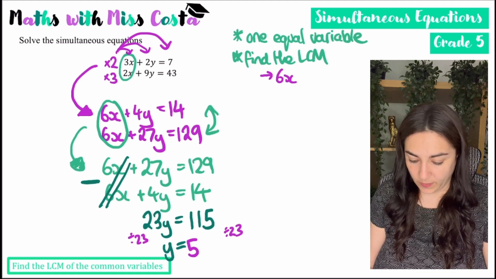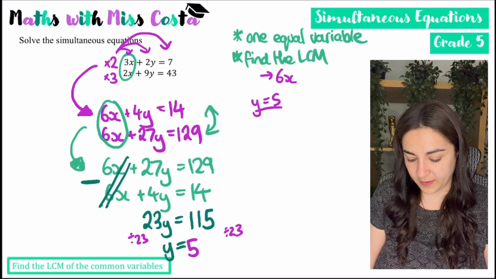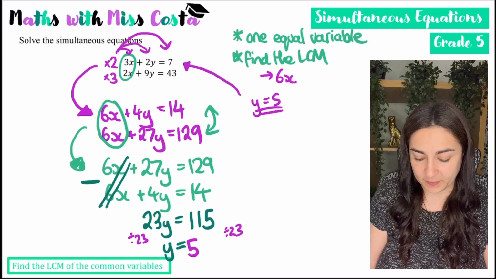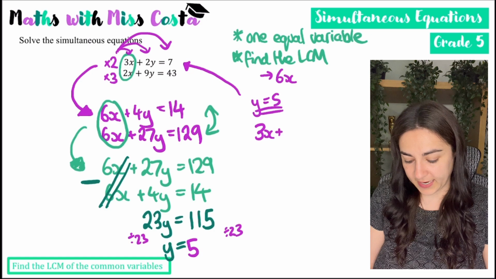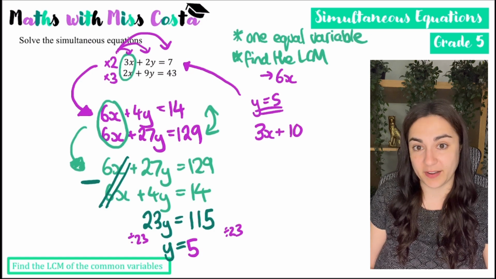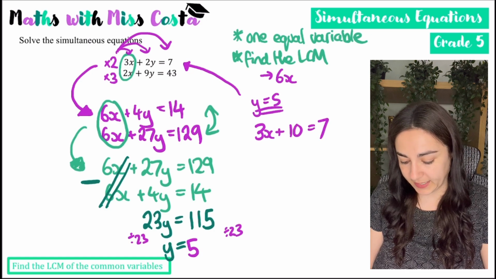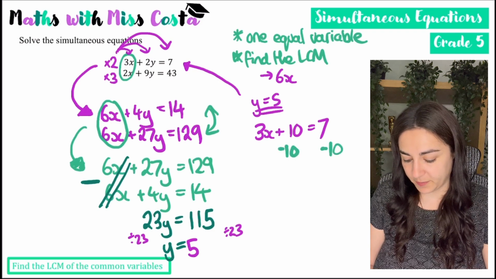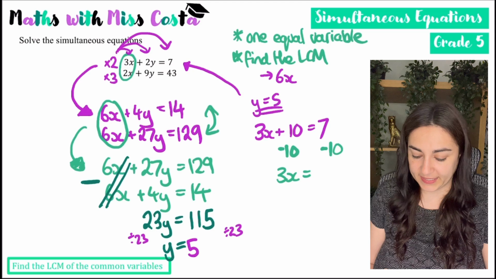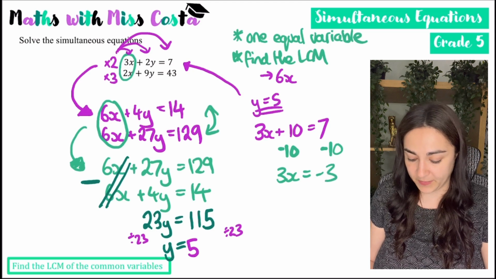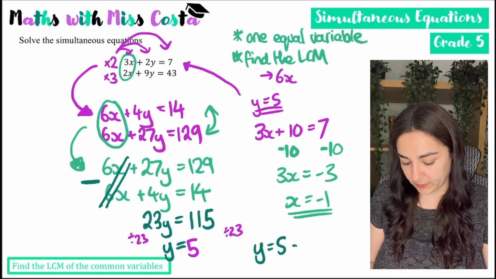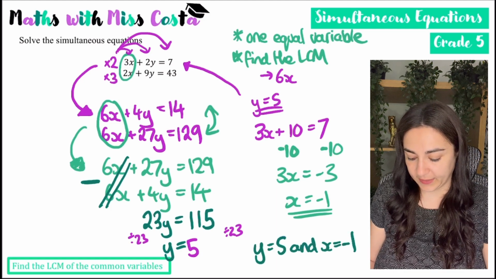And if y is 5, then I just substitute it into one of the equations. The easiest one is going to be the first one. So I know that 3x plus 10, because if y is 5, 2y is going to be 10, must equal 7. I solve it in order to find the value of x. So I take 10 from both sides. So 3x is going to be 7 take 10 is negative 3. And therefore x equals negative 1. So my final answer is going to be y equals 5 and x equals negative 1.